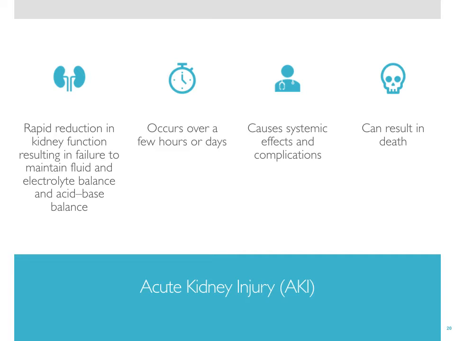The most current definition of AKI is an increase in serum creatinine by 0.3 milligrams per deciliter or more within 48 hours, or an increase in the serum creatinine to 1.5 times or more from baseline, which is known or presumed to have occurred in the previous 7 days, or a urine volume that's less than 0.5 milliliters per kilo per hour for 6 hours or more.